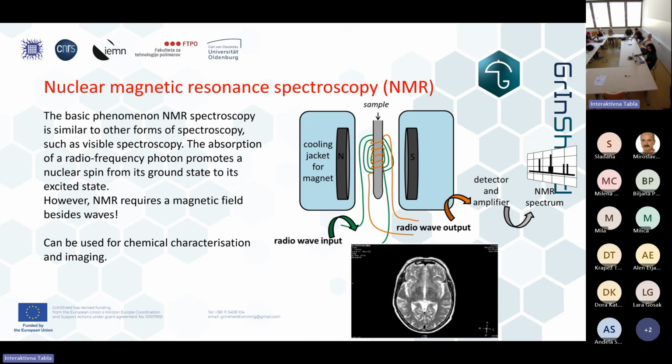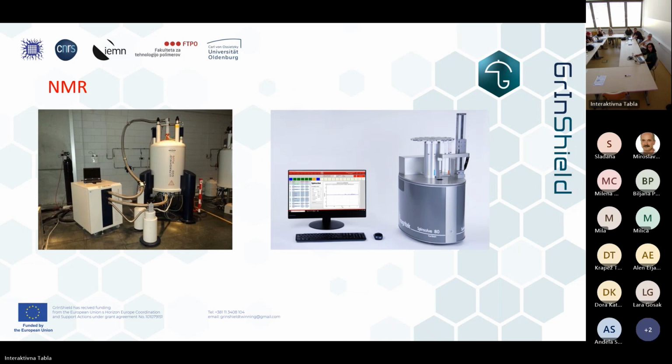So what we have here on this picture: for measuring NMR, we have to have a strong magnet. And then we have these coils for radio wave input and radio wave output. The signal goes to the detector and amplifier, and at the end we obtain the NMR spectrum. So these are two types of NMR spectrometer. This one is 500 megahertz, on the left side. It's over 2 meters large, big.